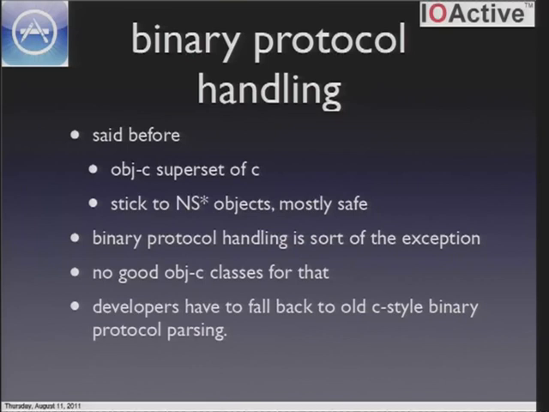There are really no good classes to handle binary data in Objective-C. And when people start doing this, they fall back to C, and they end up with integer overflows, integer assignment bugs, integer underflows, and abused memcpys, and all that kind of goodness pops right back up.